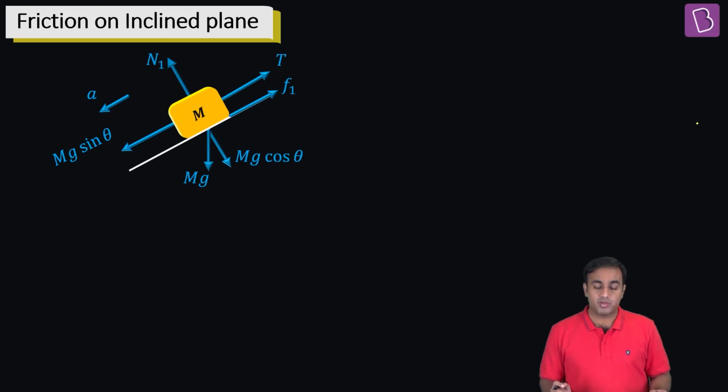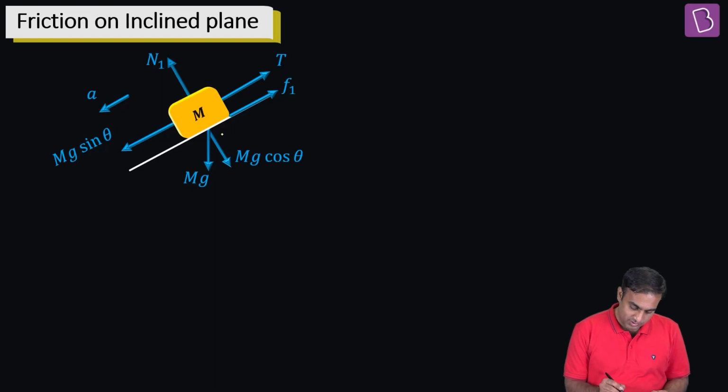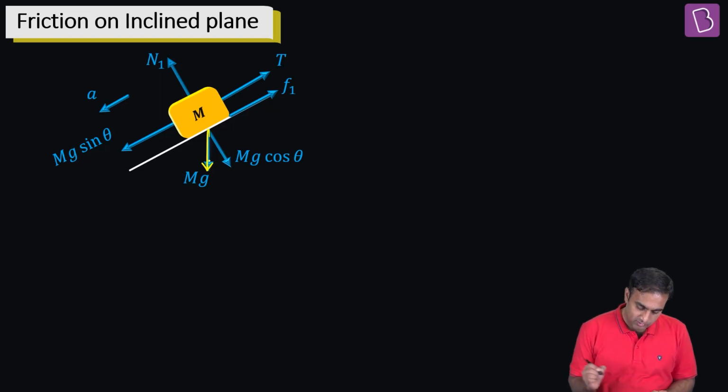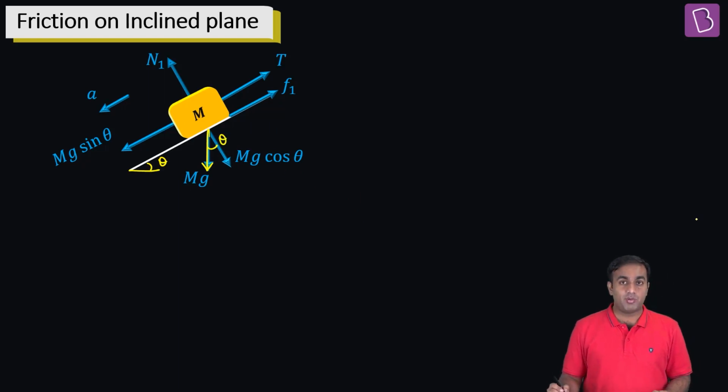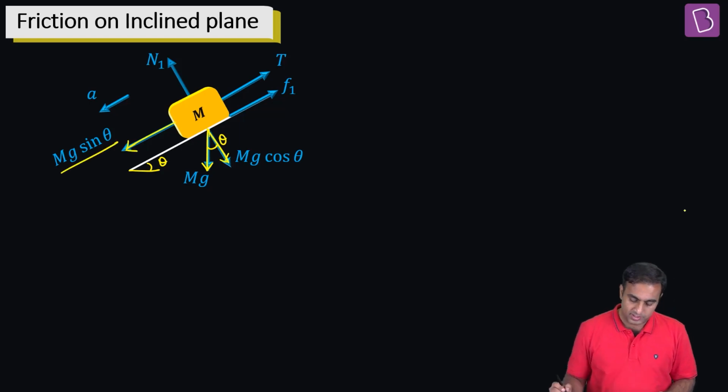This is the FBD, the free body diagram for the block of mass capital M. Which are the forces acting on it? This gravitational force capital Mg. If this is theta as well from geometry, the component of Mg perpendicular to the inclined plane will be Mg cos theta. Along the inclined plane will be Mg sin theta.